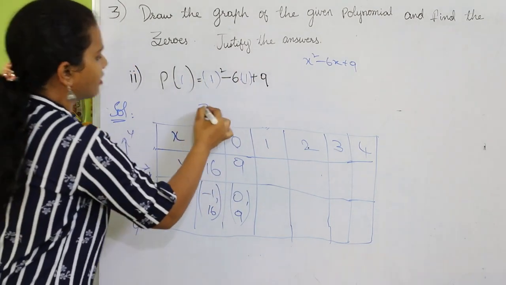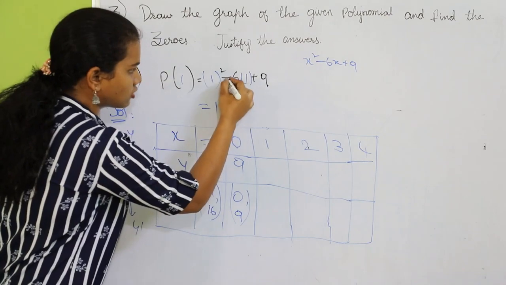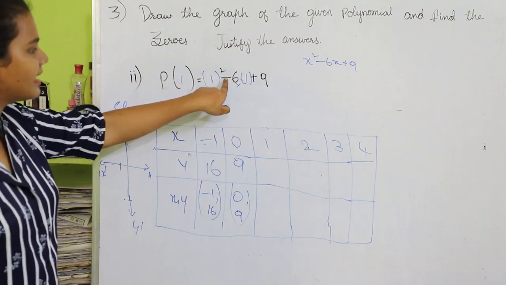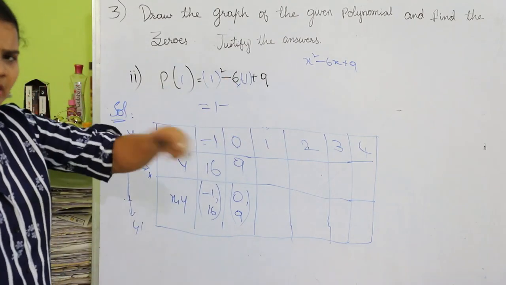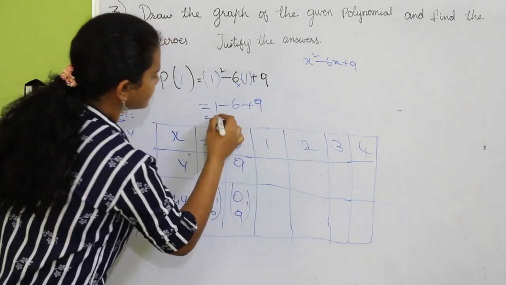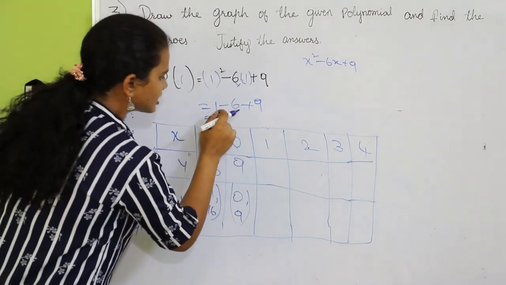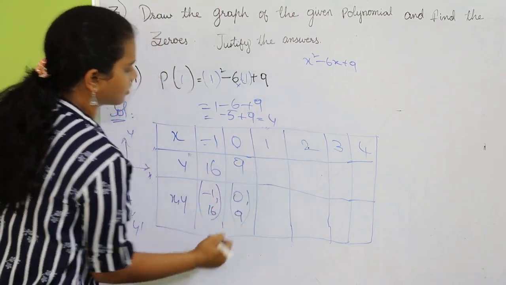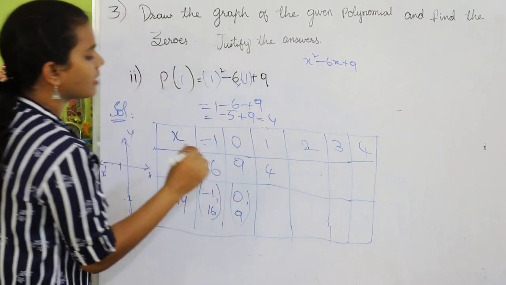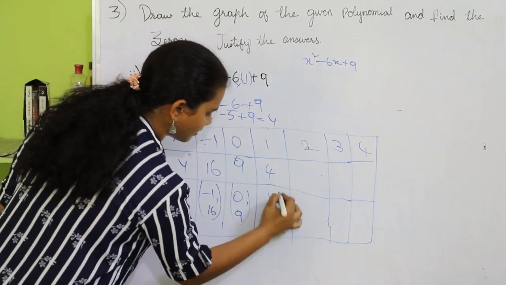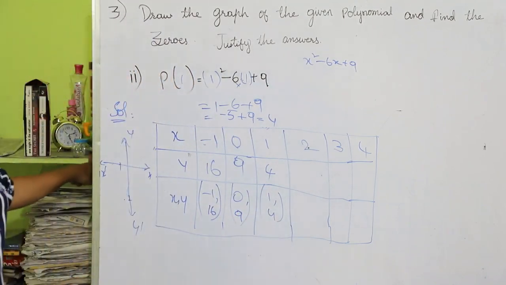If p of x equals 1, then what happens? 1, and here you have minus and here you have plus, so multiplication between these two numbers. Minus into plus gives minus. So minus 6 plus 9. Minus 6 plus 1, minus 5 plus 9, so 9 minus 5 gives 4. So if x value is 1, then y value is 4. So 1 comma 4 will be the values for the given graph.